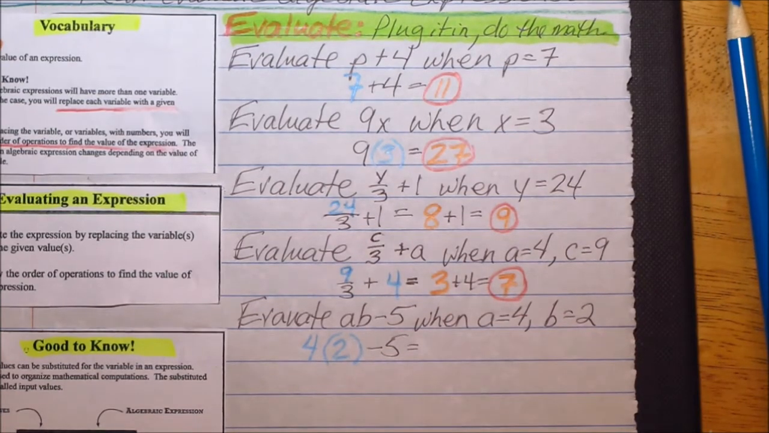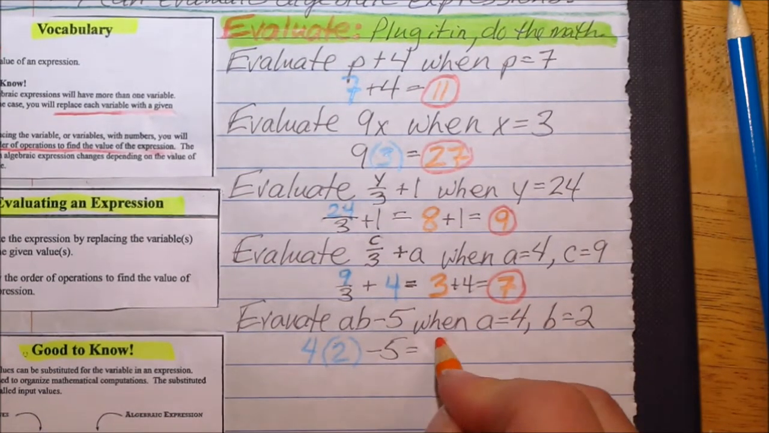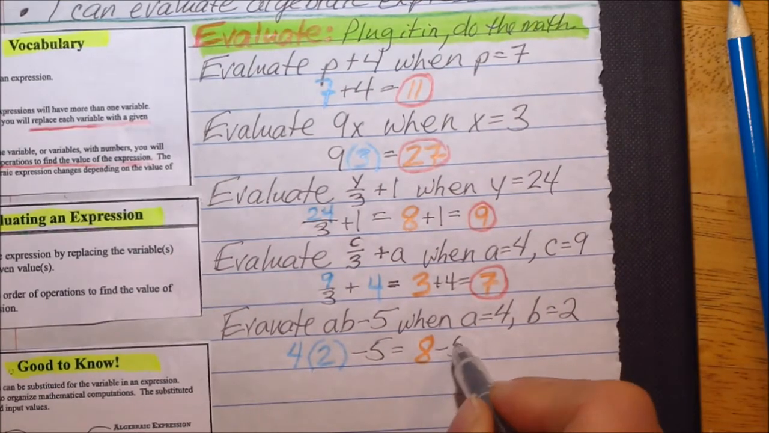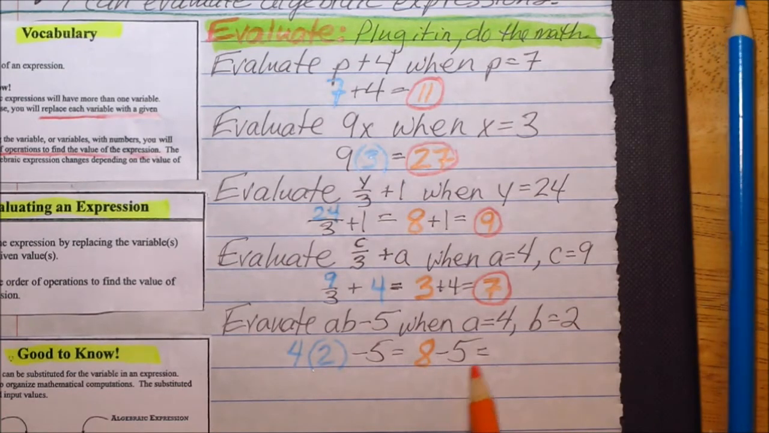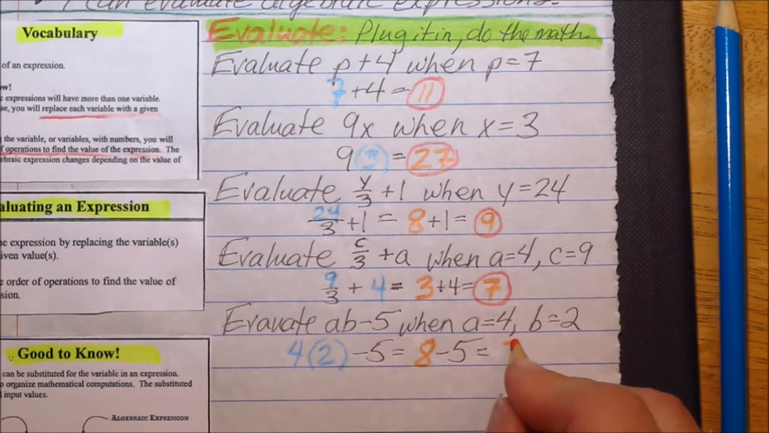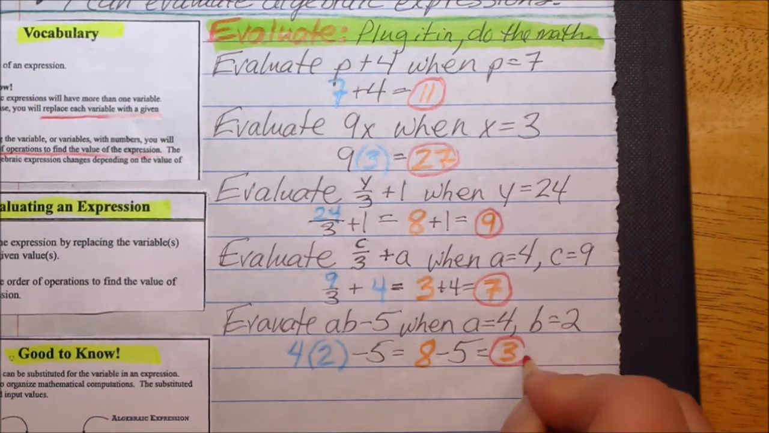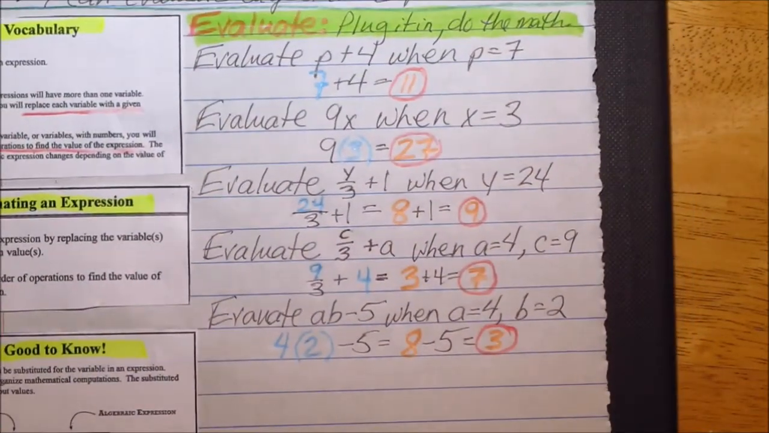Okay? Then I bring down the rest of the expression. Order of operations tells me I have to do this multiplying first. So 4 times 2 is 8. Bring over the rest of the expression, and then 8 minus 5 is 3. That's my answer. Okay? All right, guys, that's how we do them. That's evaluate. Plug it in, do the math.